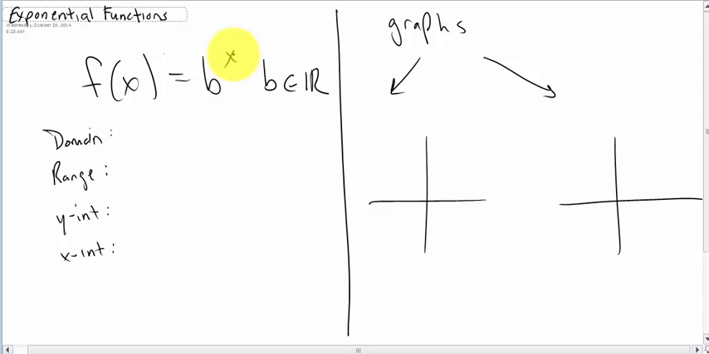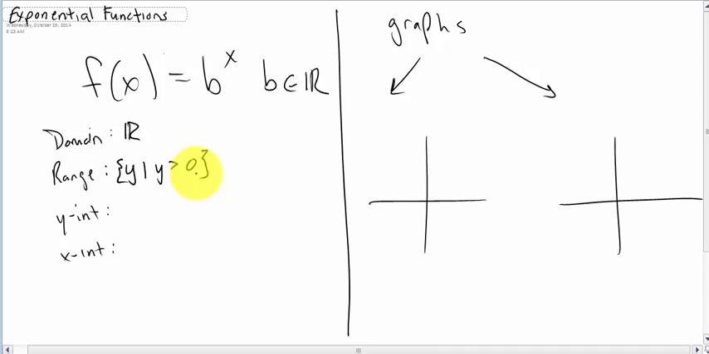So for these functions, the domain is always all real numbers. x can be any real number we want. The range, however, is the set of y's such that y is greater than 0. It can never be 0. It can only get really, really, really close to 0.